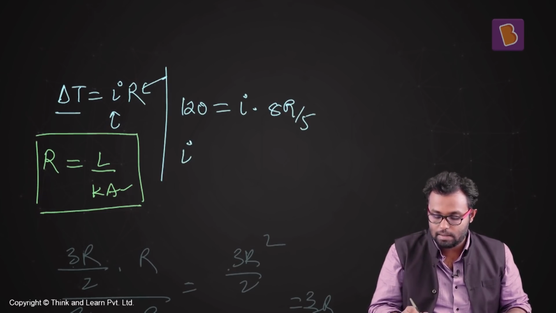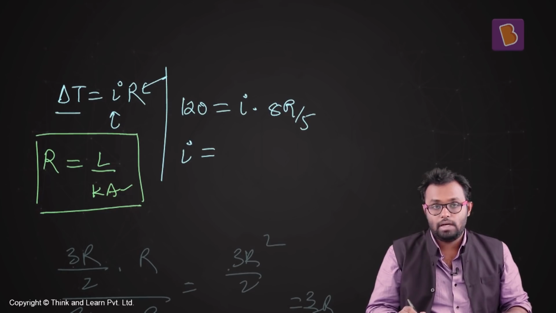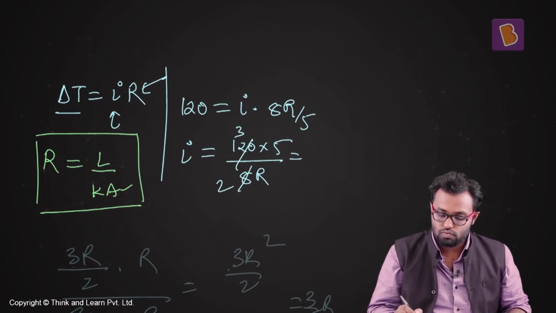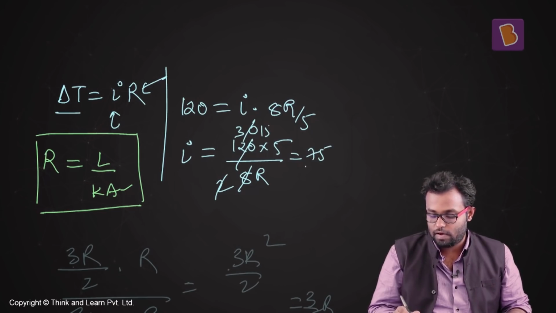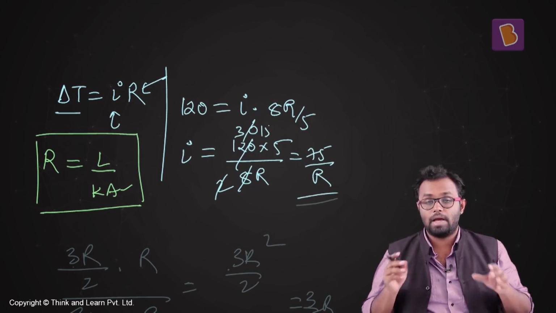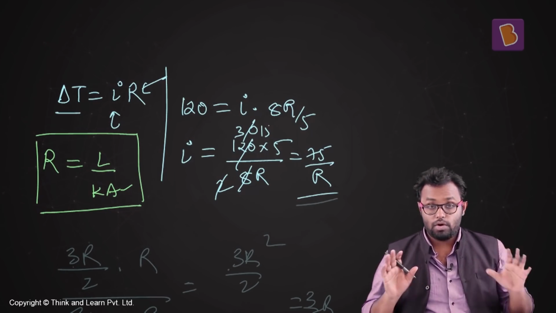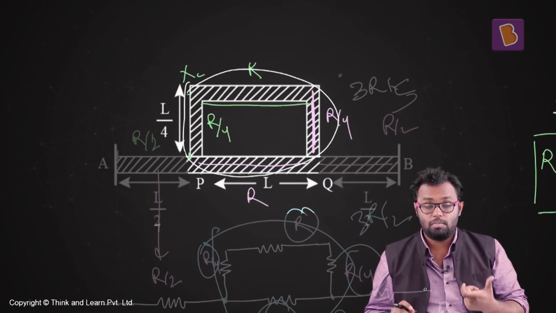So heat current I comes out to be 120 into 5 by 8R. That is 2 times 4, 30 times 2, 15 times 15, 5 times is 75 by R. So 75 by R is the heat current. Alright, but that's not what I have to find. I have to find the temperature difference between P and Q.